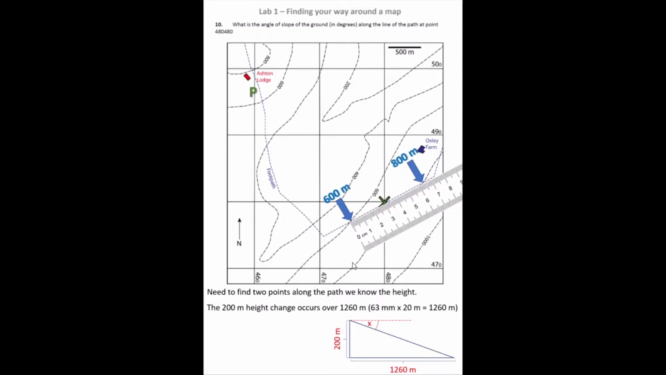Then what we can do is use simple trigonometry to figure out the angle of slope along this part of the path. If our angle of slope in this diagram is given by x, and the opposite side of our triangle is given by this 200, and our adjacent side is given by 1260, then we can calculate the size of x as being the inverse tangent of the opposite over the adjacent, which gives us an angle of slope of 9 degrees.